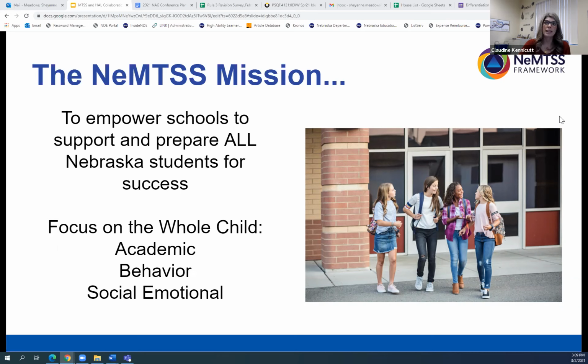And so Nebraska MTSS is that framework that promotes the integrated system, connecting general education and special education, along with all of the components of teaching and learning in that high quality, standards-based instruction and intervention system that matches to those students' academic, social, emotional, and behavior needs, whether it is students that are struggling or students that need those extension activities.